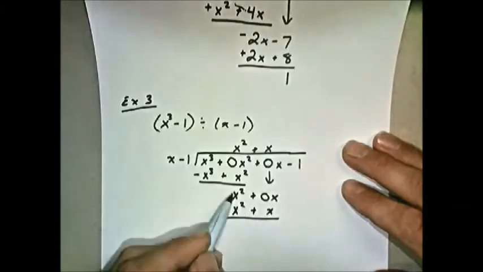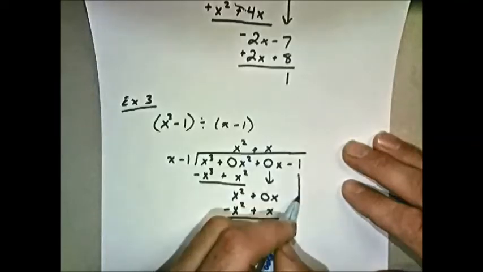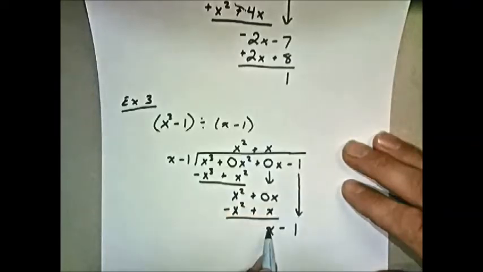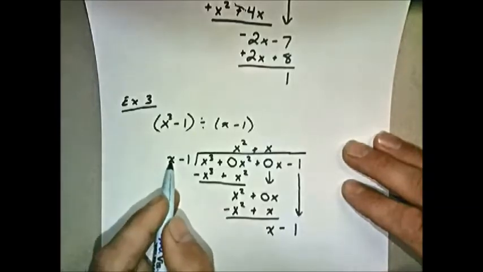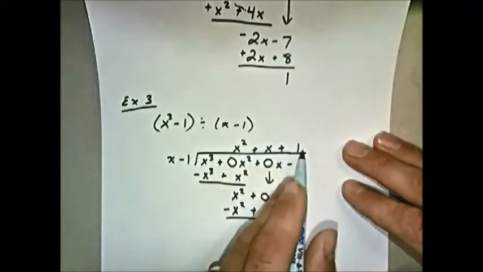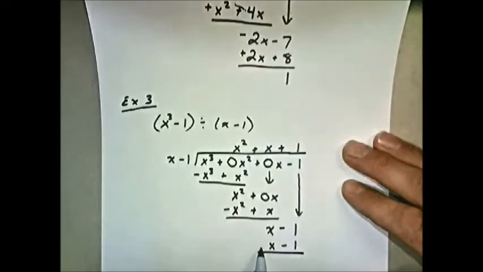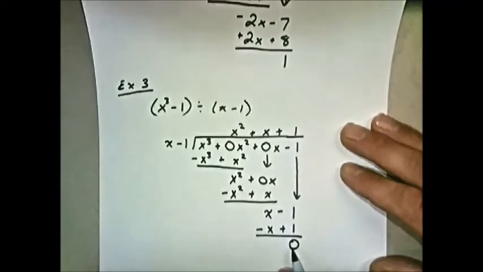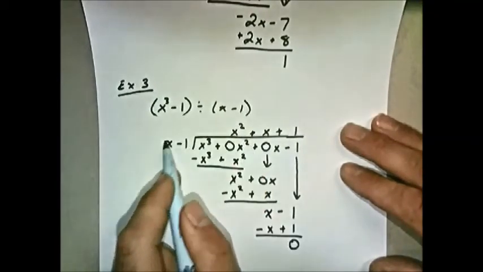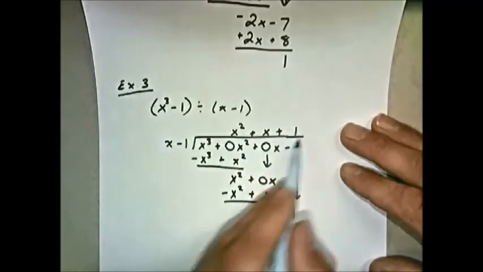Changing our signs, we notice our first term cancels again. Adding these two terms, we end up with x. Bring down our minus 1, and we end up with x minus 1. So now the question is, what times x gives us x? And that is 1. 1 times x is x. 1 times negative 1 is minus 1. Change the signs, we end up with 0. So again, we have no remainder. So x minus 1, we say, is a factor of x to the third minus 1. And there's our answer.